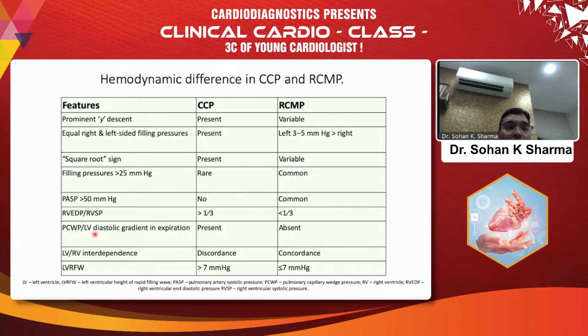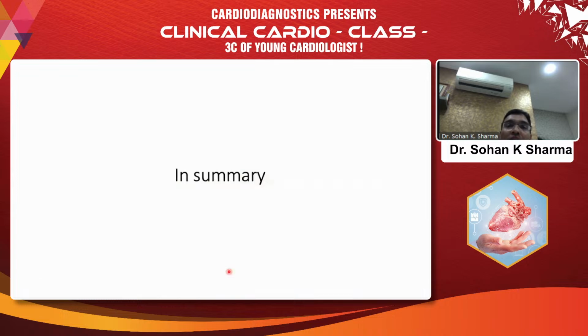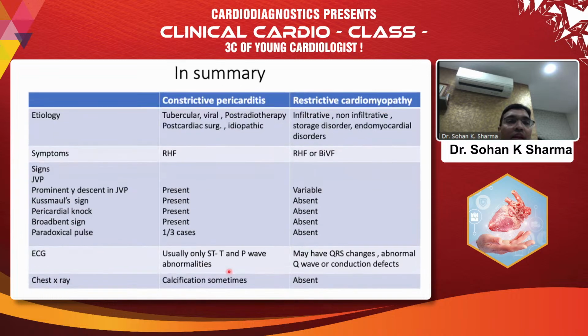Pulmonary capillary wedge pressure and LV diastolic gradient in expiration, that we have seen in our slide, is present in CCP while it is absent in RCMP. Interdependence is discordant in CCP while it's concordant in RCMP. And LV rapid filling wave height is more than 7 in CCP, less than 7 in RCMP. So in the next 2 or 3 slides, a summary of what we have discussed.